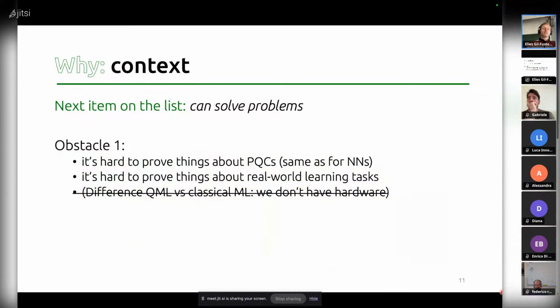Now, the next item on our list is to go around showing that these parameterized quantum circuits can actually do useful things. And we find one first obstacle, that because we're demanding that these things look like neural networks, they have this property that they're a bit messy, and it's hard to make predictions on what they will do before they do it. And the same will be true for parameterized quantum circuits. We'll deal with non-convex optimization, non-linear functions everywhere. So it will be difficult in general to even write down a mathematical formalism for this.